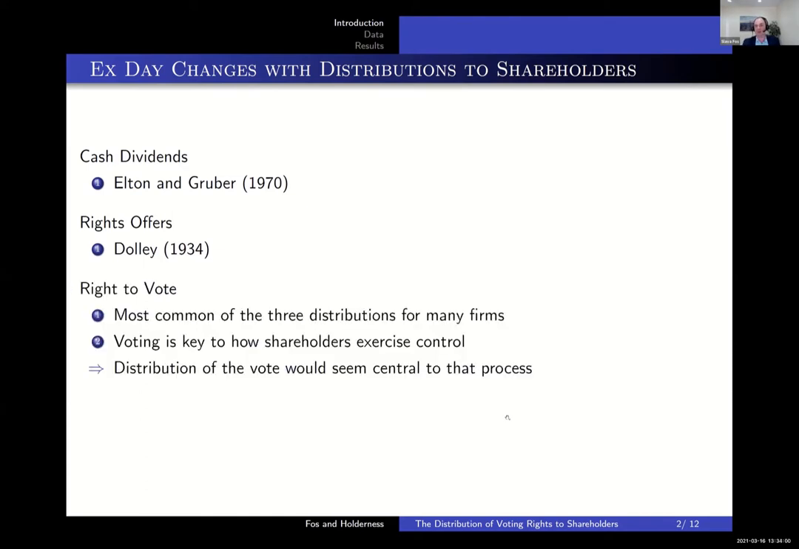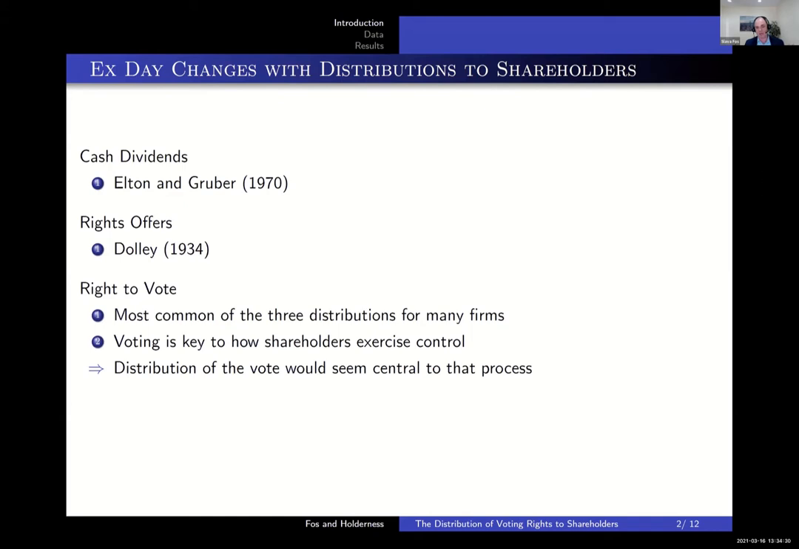This is going to be the paper that is focused on distribution of votes. If you think about the right to vote, this is one of these three distributions. It's probably the most common one because most companies have a voting event every year. And if you think about corporate governance, voting is probably one of the key ingredients in that. If we take out the right to vote from shareholders, the way we think about corporate governance, the way we think about agency problems will be dramatically different.